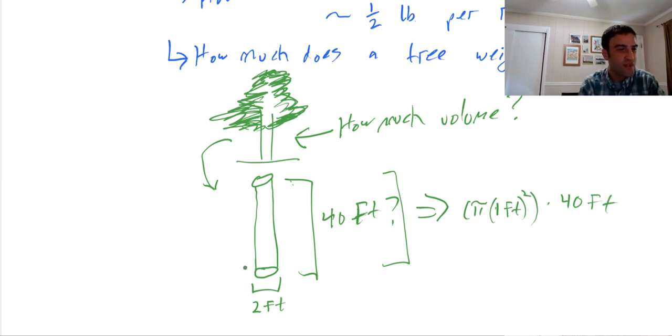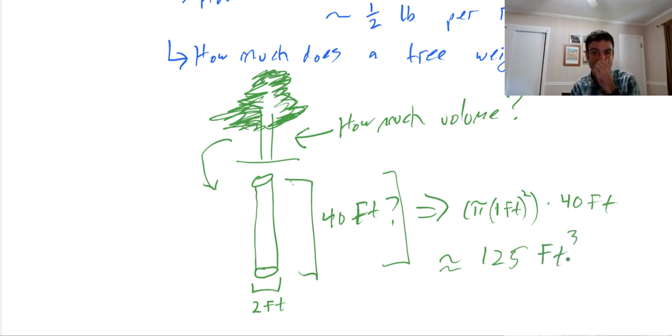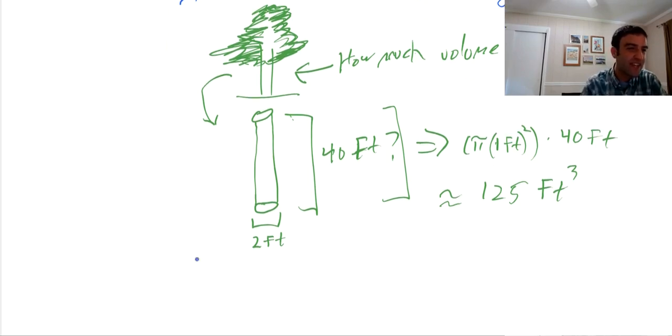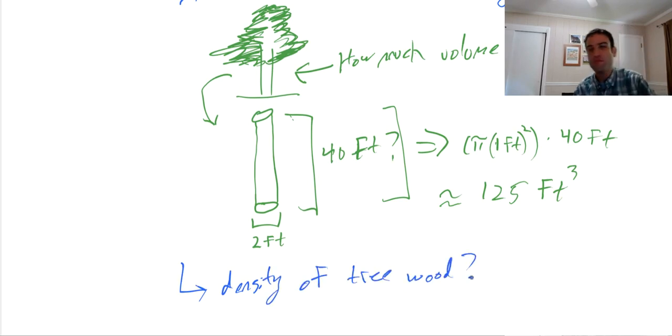In height, so base times height, and that's telling me that my tree is about 125 cubic feet in volume. Okay, so we've just said how much does a tree weigh, and now, what's the density of a tree? Of tree wood? Again, great question. I don't know, but I do have a sense, using this kind of geometric averaging technique.